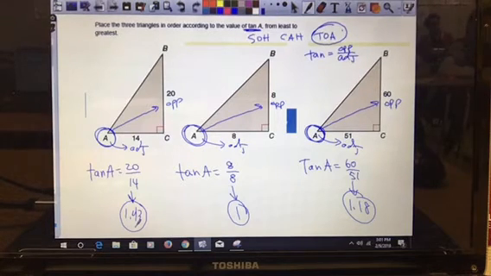Now, when you get your test, you might be asked to do the value of sine or the value of cosine. Okay, so you just find all the sine values or find all the cosine values.